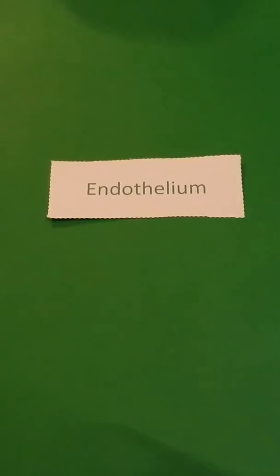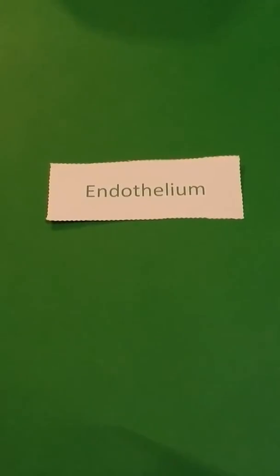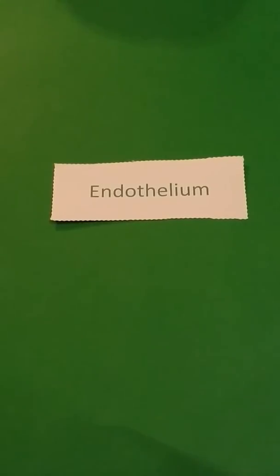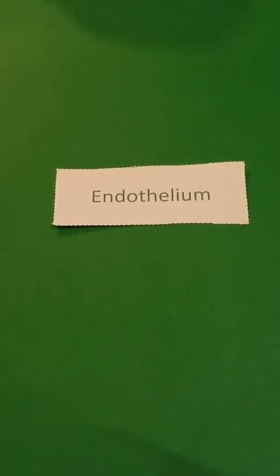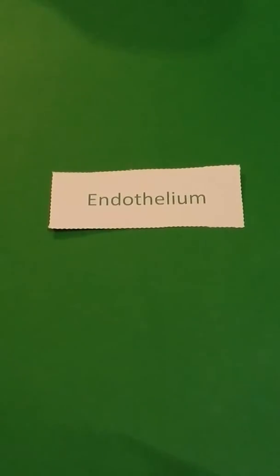What is a lumen? A lumen is the opening or space where the blood travels within the vessel. What is an endothelium? The endothelium lies in the interior surface of blood vessels, between the lumen and the rest of the vessel wall. The endothelium is part of the tunica intima.